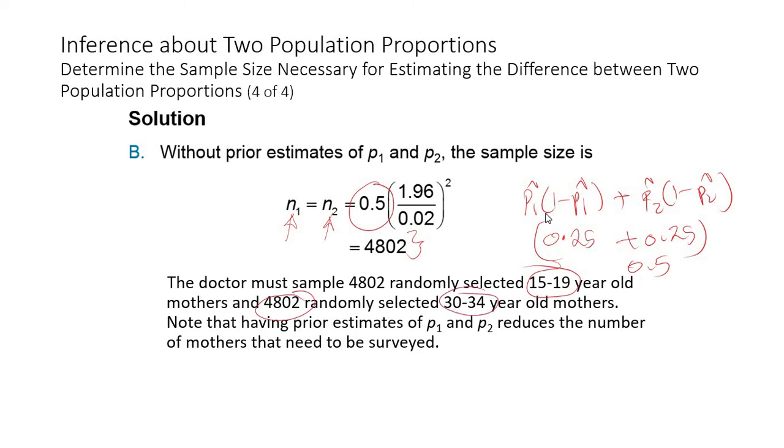Note that having a prior estimate for P1 and P2 reduces the number of mothers that need to be surveyed. So it's a good idea to use previous research values to estimate the sample size needed for the new study.